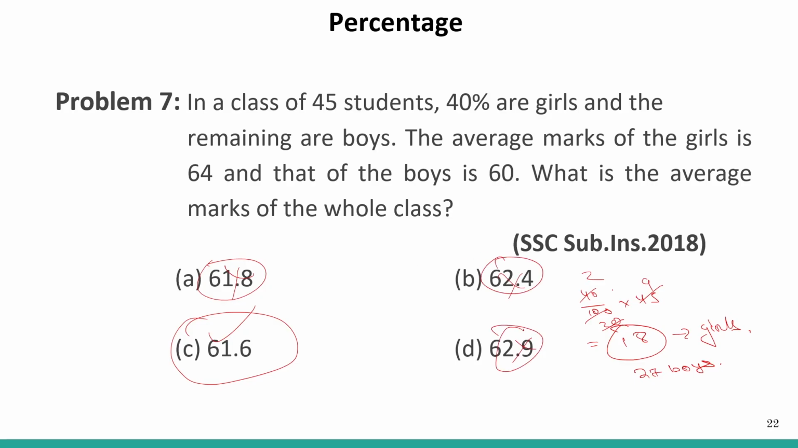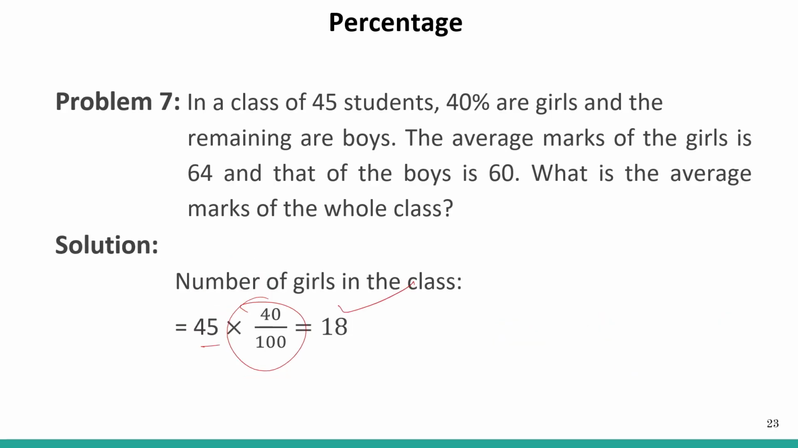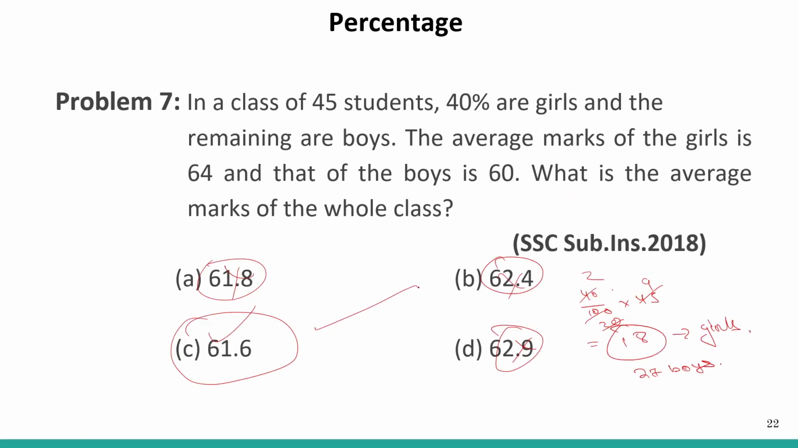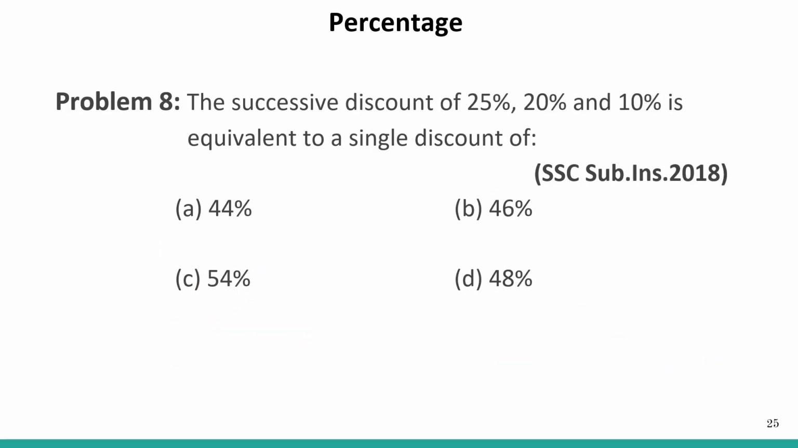Okay, so this question has been asked in 2018 SSC sub-inspector exam. So the answer was 61.6. This was the correct answer. Let's see problem number 8. The successive discount of 25%, 20%, 10% is equivalent to a single discount of what? 44%, 46%, 54% or 48%.